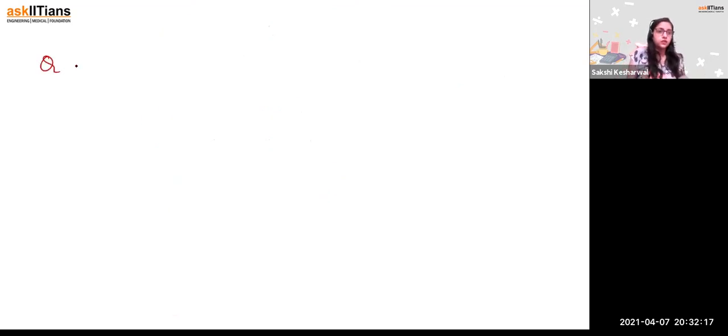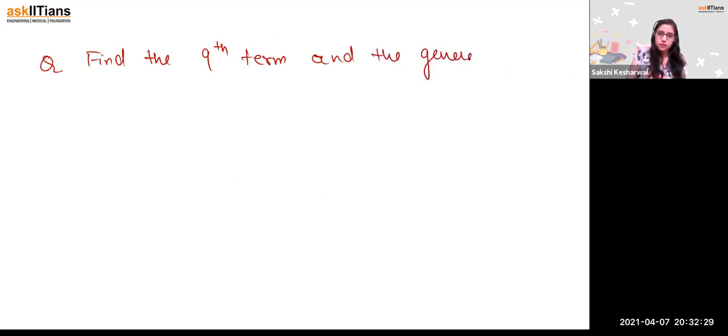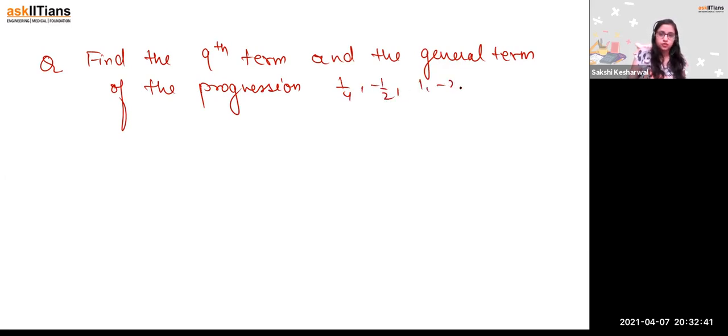Okay, now this is the question. The question says: find the ninth term and the general term of the progression 1 by 4, minus 1 by 2, 1, minus 2, and so on.